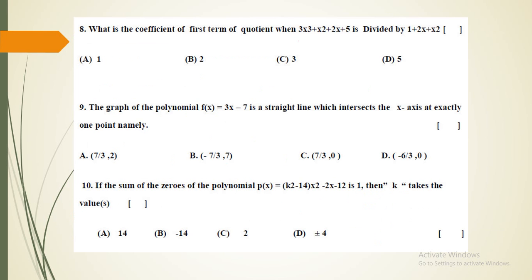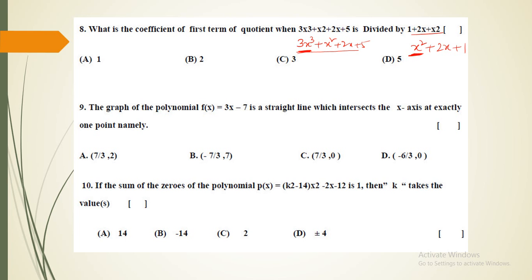So here what is the given equation? 3x cube plus x square plus 2x plus 5. This is nothing but my dividend and this is my divisor. Whenever the divisor is given, you need to write it in order of their degree, or the powers, right? Now here the leading coefficient of the divisor is 1.